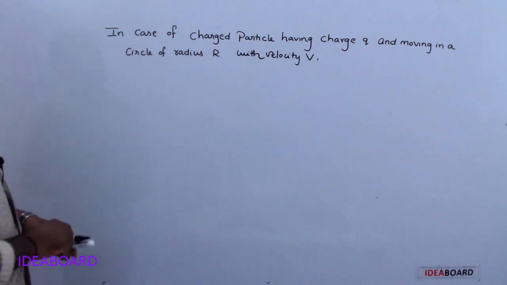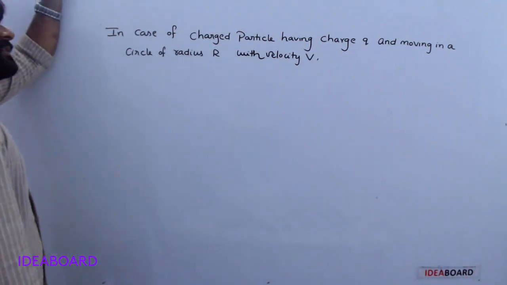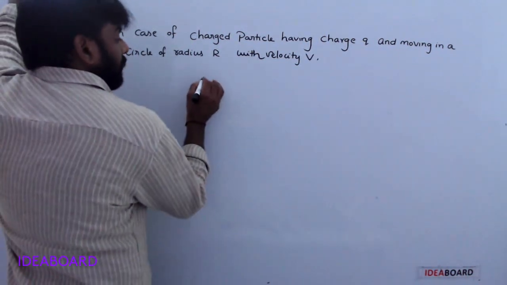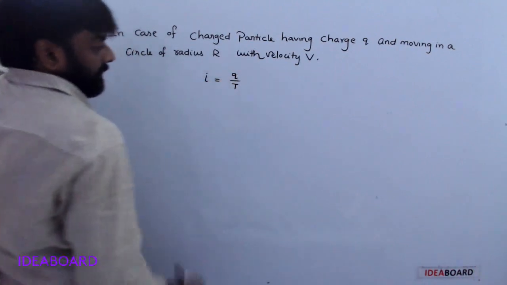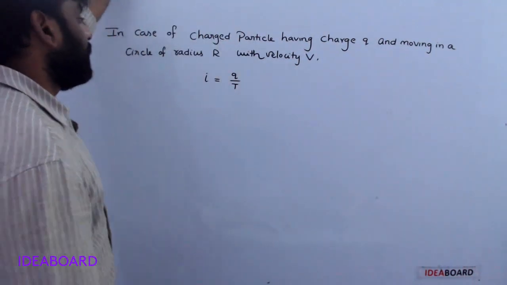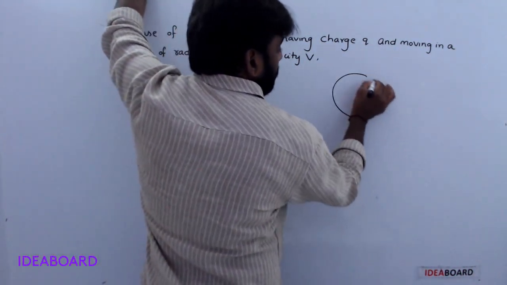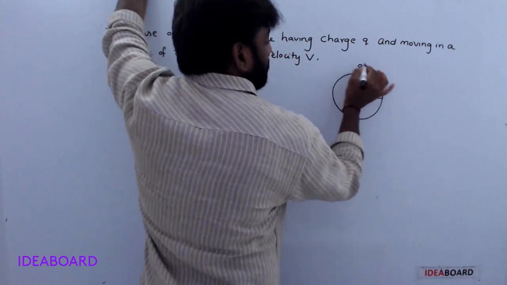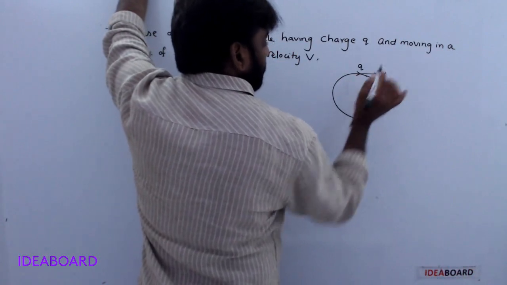See here, in the case of a charged particle having charge q and moving in a circle of radius r with velocity v, the current I is equal to q by t. It is rotating in a circular path. For example, this is a circle of radius r, with a positive charged particle moving with velocity v.